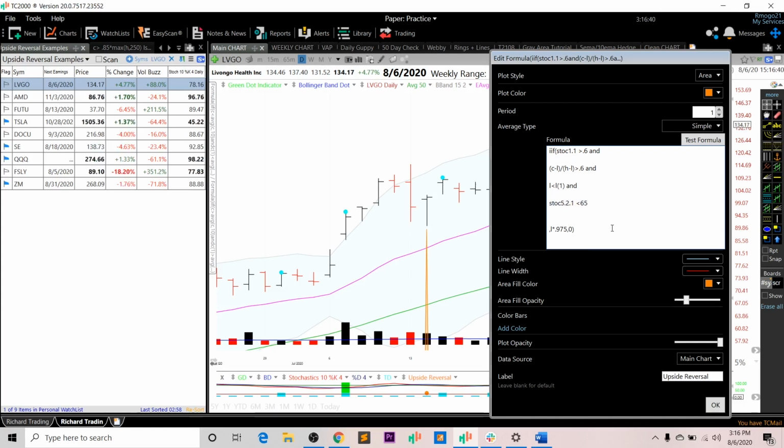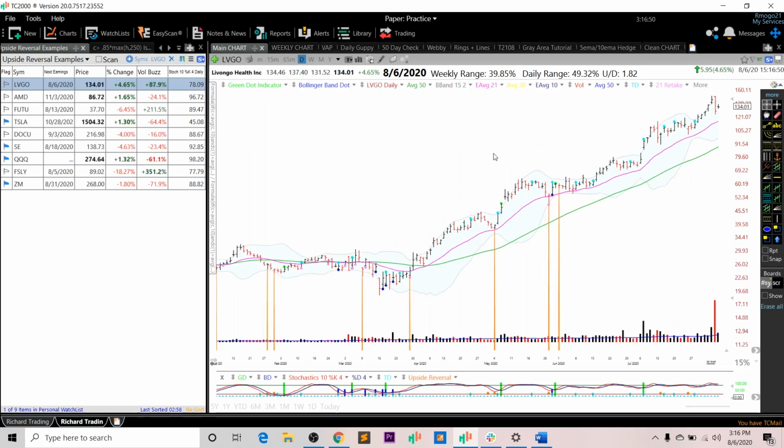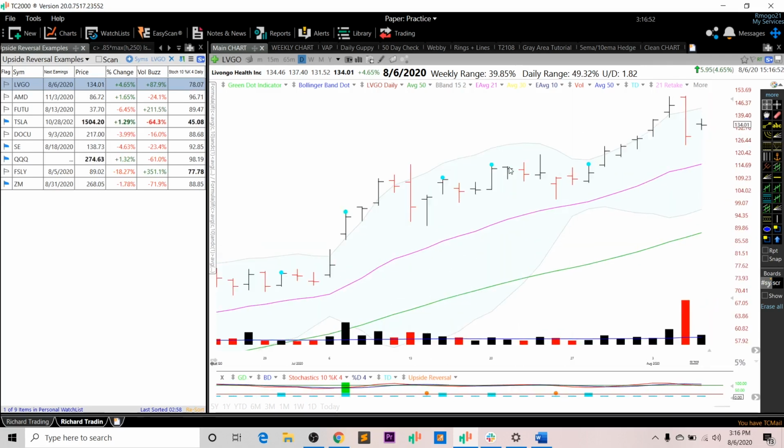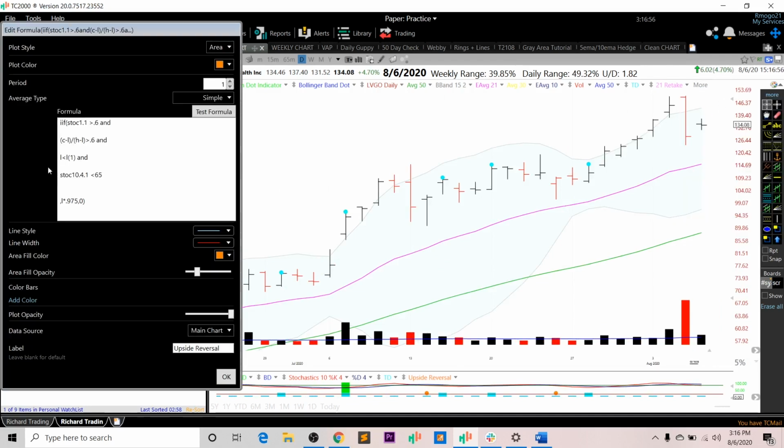And if you want fewer upside reversals to appear on your chart, you can go ahead and mess with this, make it a longer term time frame, such as the 10-4 stochastic, and you can see that a couple disappear, but you do have a few back here. So that is my definition, and I'll switch it back to the 5.2 right here because that's what I found works for me.